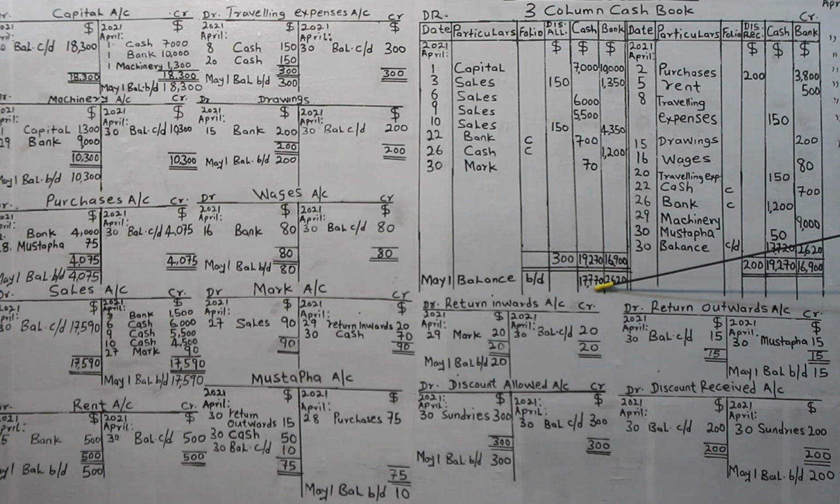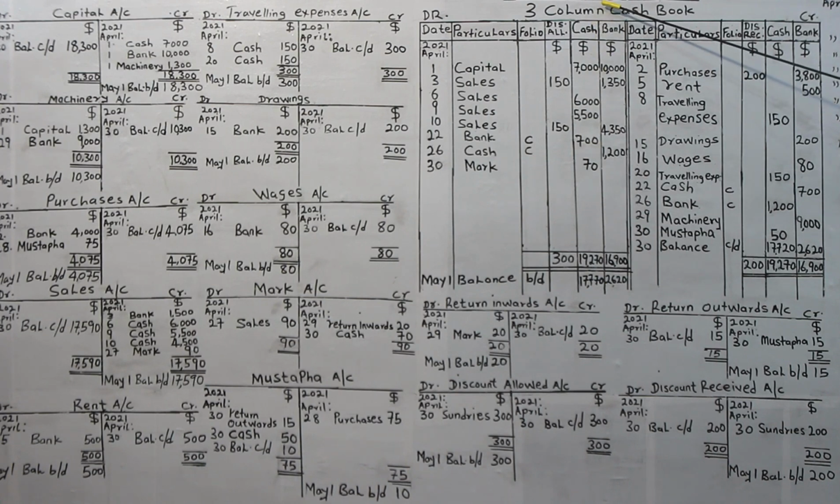This indicates that at this point, the cashier has been giving back this 17,770, and since the law says we should debit the receiver, at this point that the cashier is receiving this $17,770, the account of the cashier, which is the 3-column cash book, will be debited under the cash column as opening balance for May.